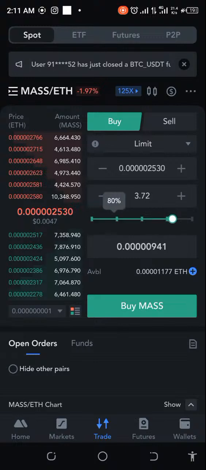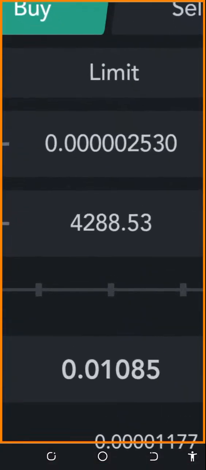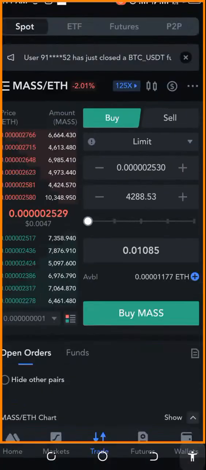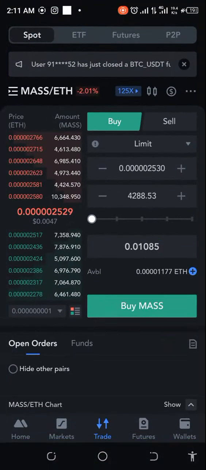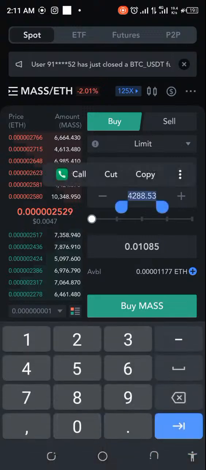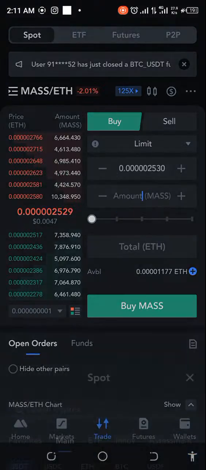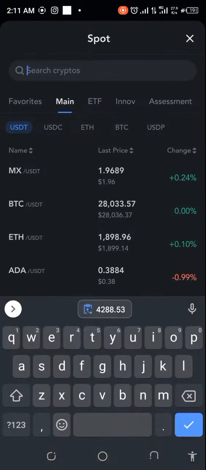Okay, so let me go back. Let's just do sell and buy again and put our ETH here. Okay, so we're back to 434288. Okay, 4288. So we're going to copy that, and then we're going to go over and try to sell this at mass.